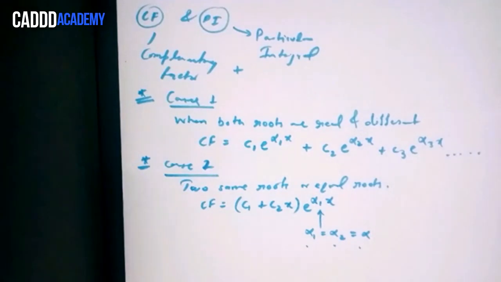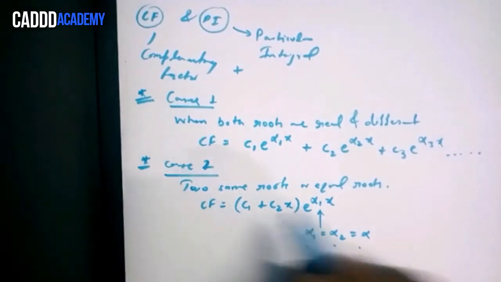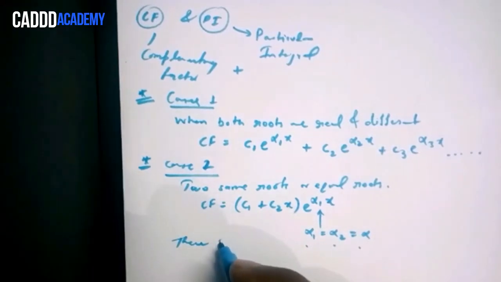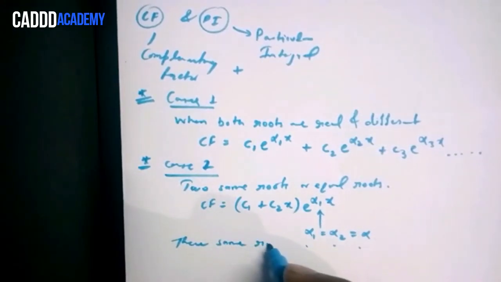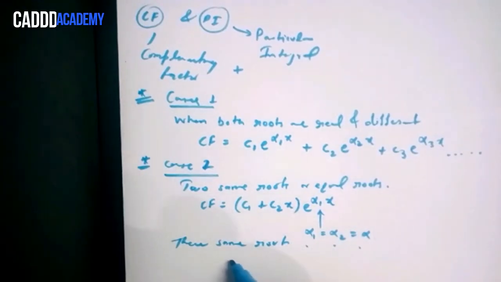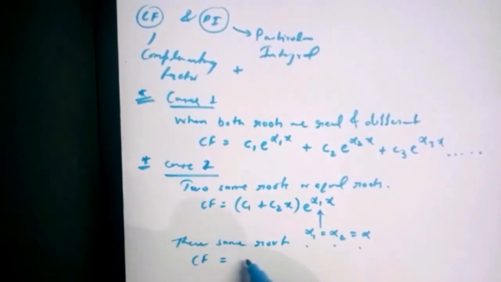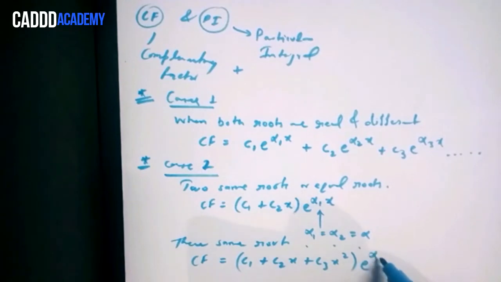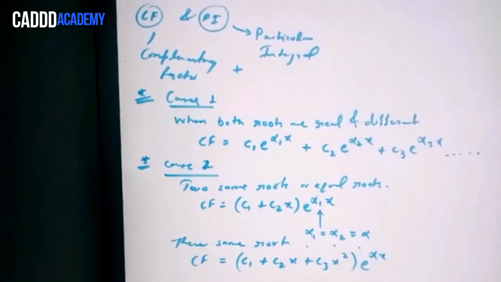What if we have three same roots? Then the CF will be C1 plus C2 x plus C3 x square into e to the power alpha x.